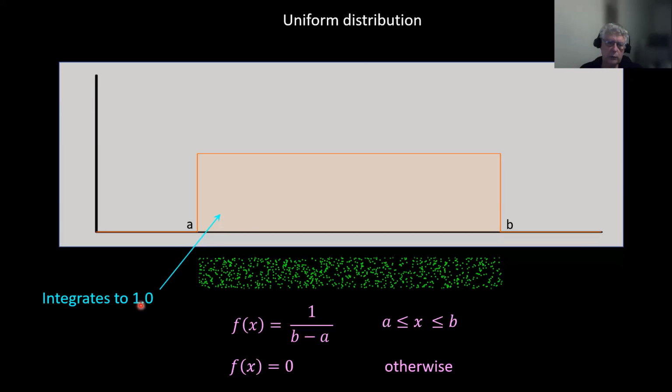One fundamental rule about a probability density function, it has to integrate to 1. That's saying that the random number has to be something. It can't be nothing.